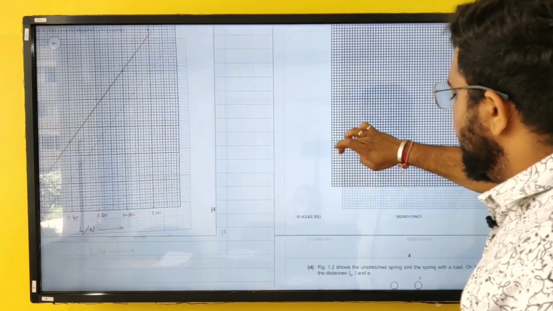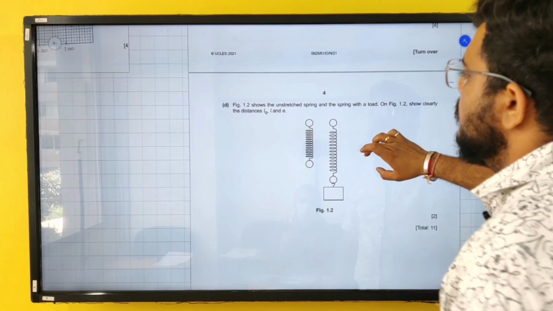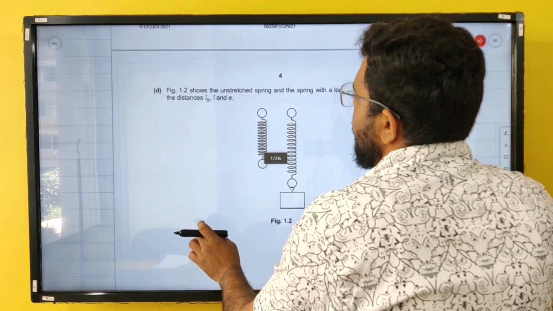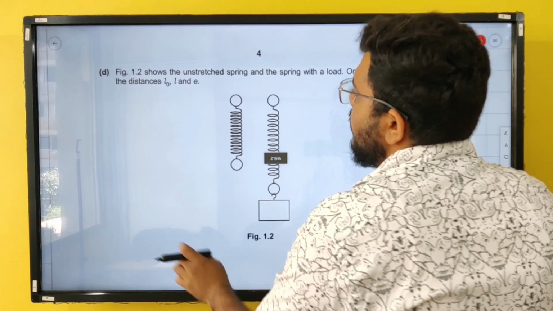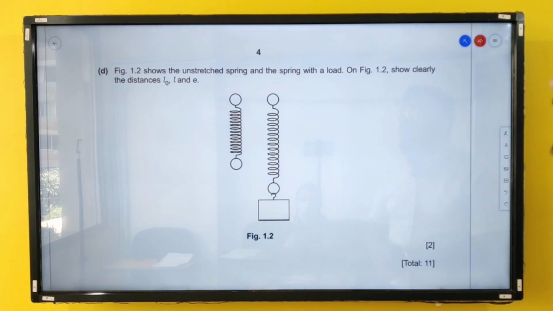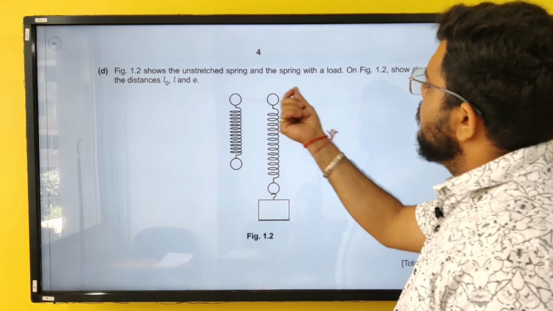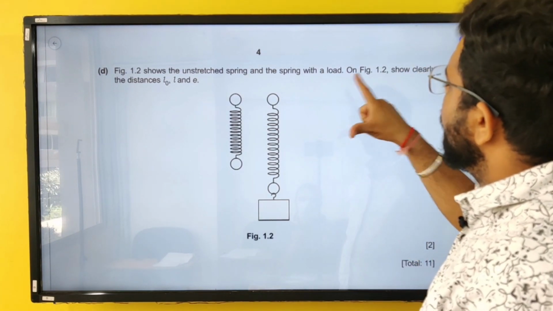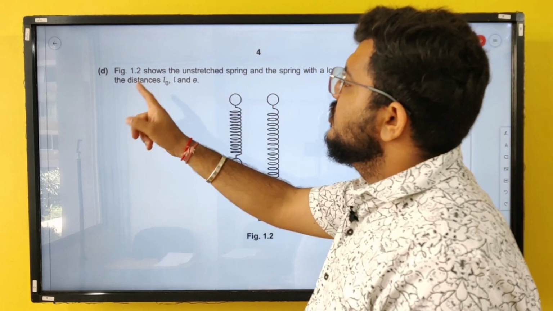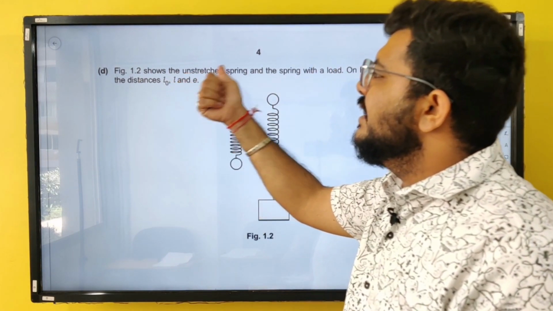Let's go to the next part of the question. Just a second, we have part D. Figure 1.2 shows the unstretched spring and the spring with the load. On figure 1.2, show clearly distances L0, L and E.